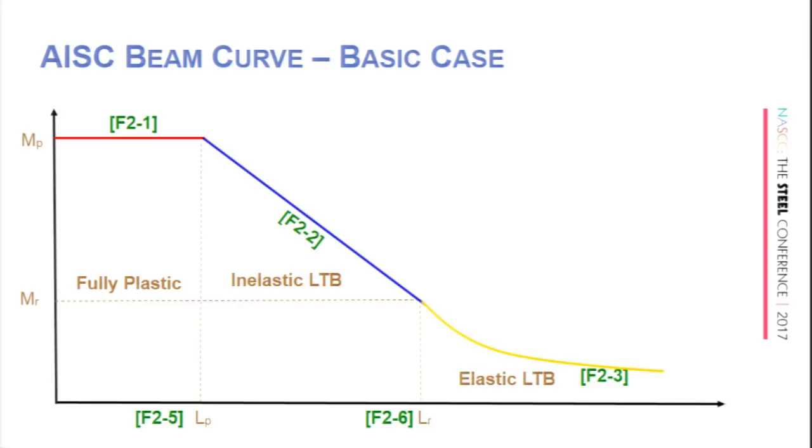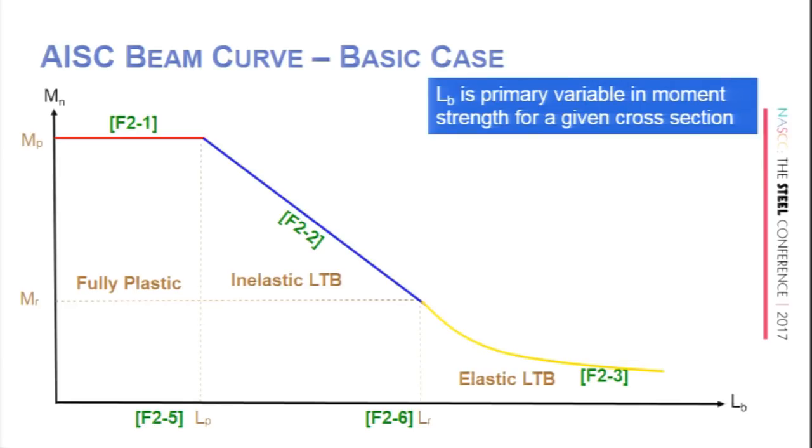This is how AISC describes that behavior in terms of nominal moment strength, right? So if we plot that nominal moment strength on a vertical axis and we plot an unbraced length on the horizontal axis, we see that the primary variable for the moment strength for a given cross-section is that unbraced length.